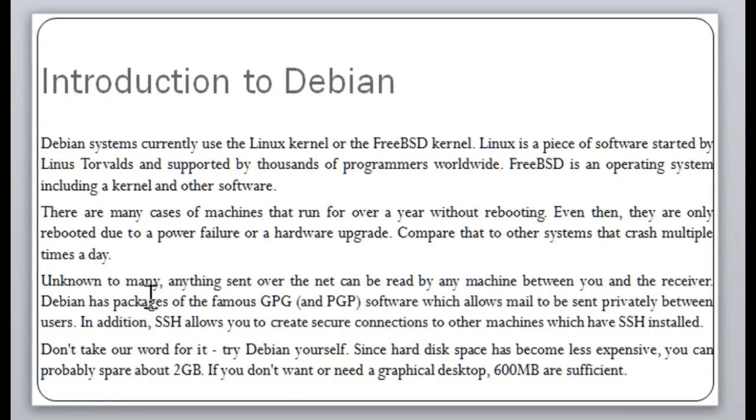Debian has packages of the famous GPG and PGP software which allows mail to be sent privately between users. In addition, SSH or Secure Shell allows you to create secure connections to other machines which have SSH installed, meaning anything you send over that connection is going to be encrypted and it's not going to be in plain text, which can't be read.